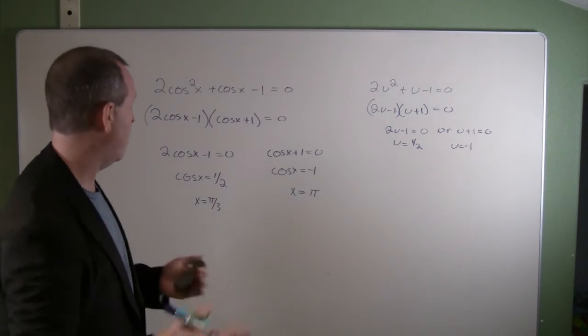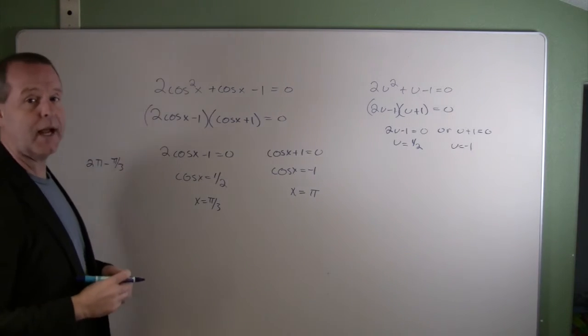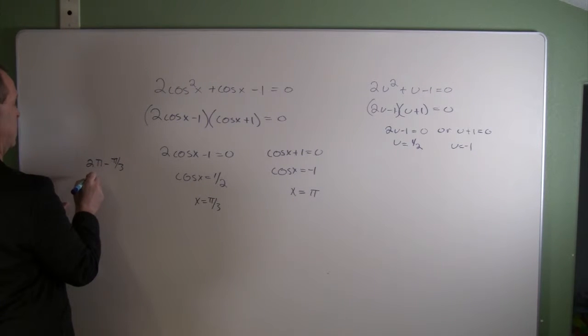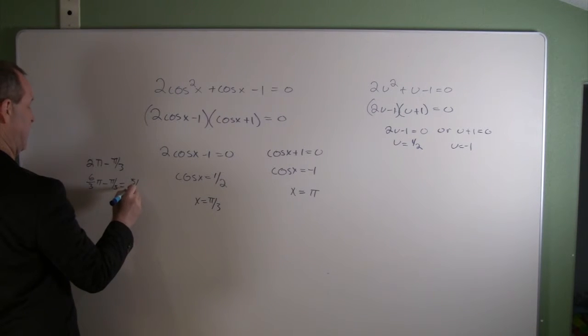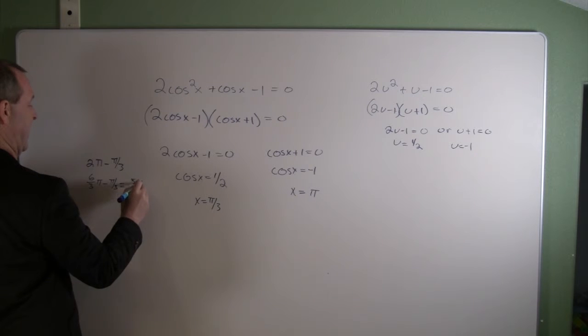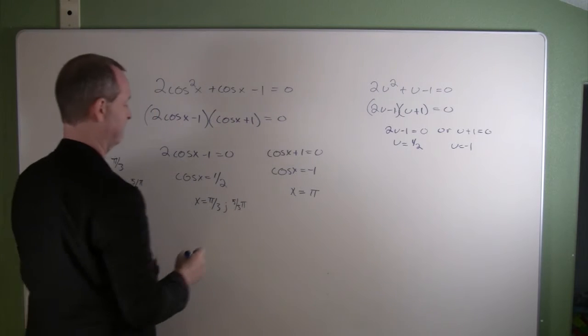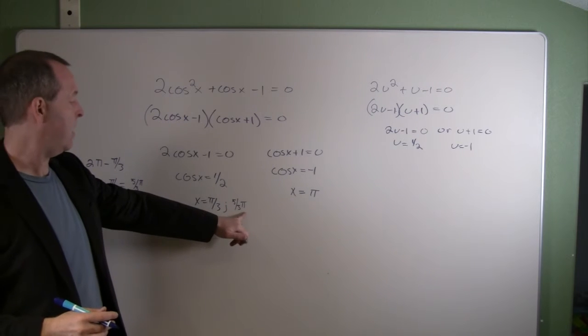To find the one in the fourth quadrant, I'm going to take 2 pi minus the pi thirds, and that gives me the angle in the fourth quadrant. That becomes 6 over 3 pi minus pi over 3, which equals 5/3 pi. So the cosine of 5/3 pi is 1/2.